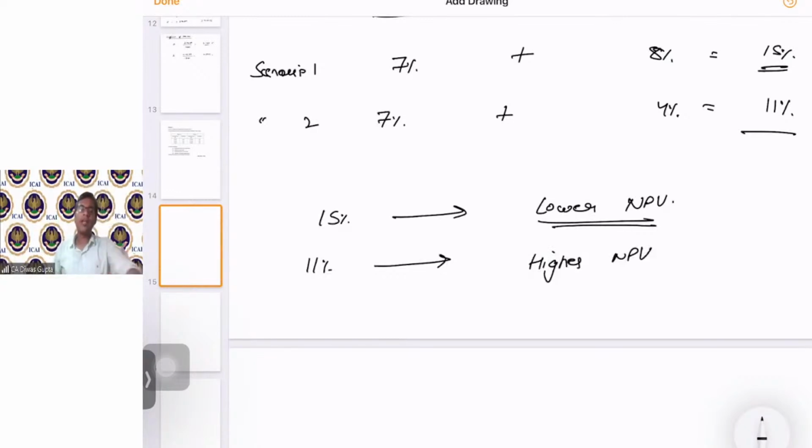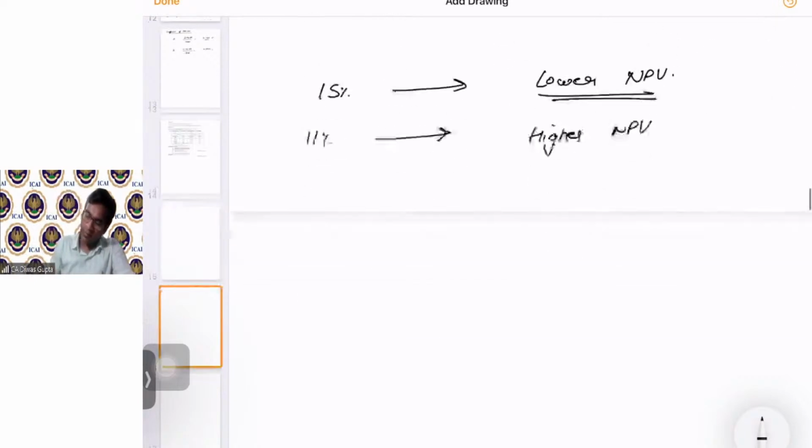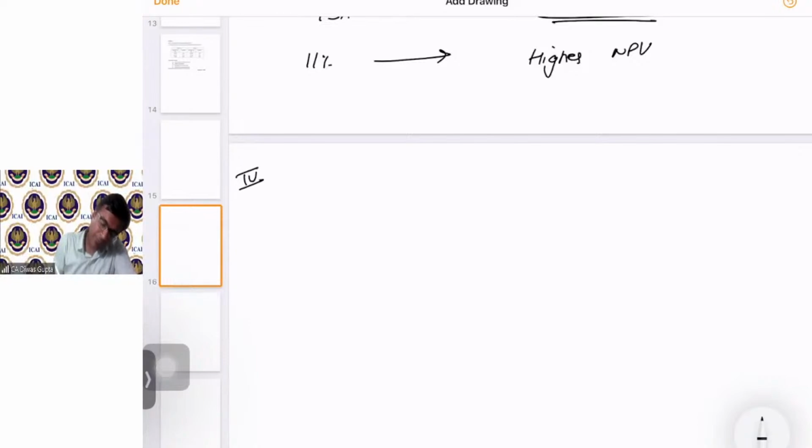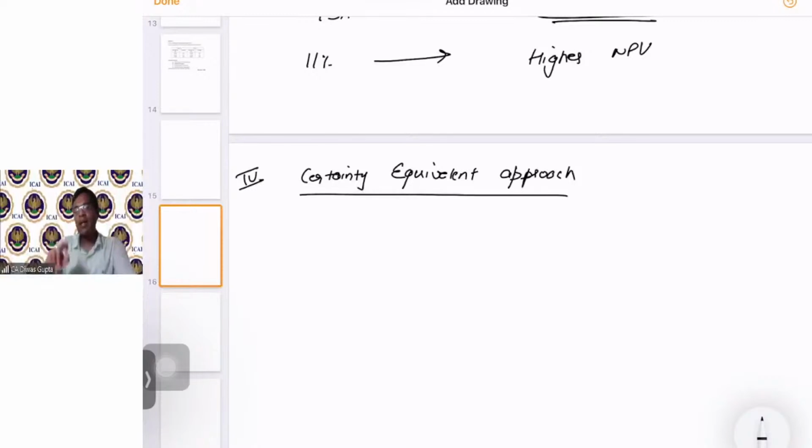So what we are trying to draw a correlation here is that if you take a 15% discount rate, that will drive your NPV down. If you take the discount rate as 11%, that will drive your NPV higher. Then there is a fourth approach. I have to explain this also, then only I can draw some comparison between the two methods, and hence your understanding will become further stronger. But please hold on with me on this.